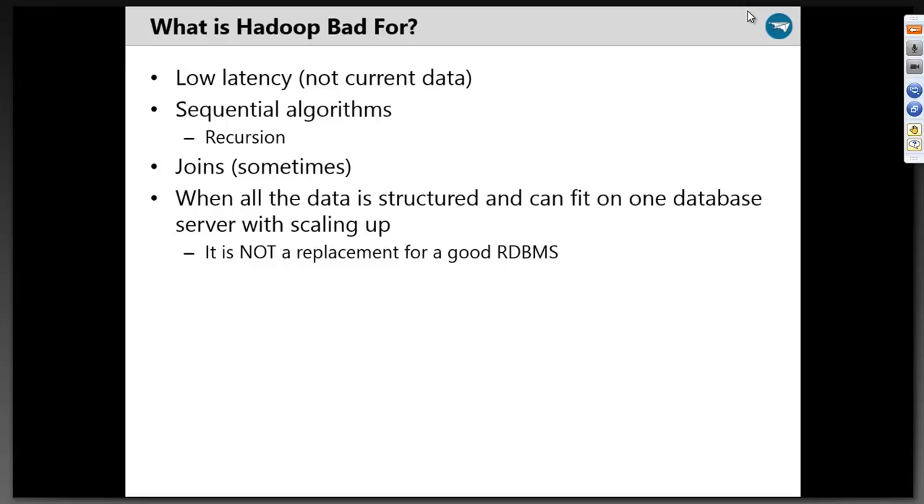It's not good for sequential algorithms like recursion. So any time where you've got a unit based on the unit above it, and it has to run sequentially, that's not a great fit for a massively parallel system like Hadoop. Not that great for all types of joins. And it's just simply not a good replacement for RDBMS. So don't think of it like that. Think of it as: when the velocity or the volume of the data is too high for the RDBMS, then Hadoop is a good answer for that.